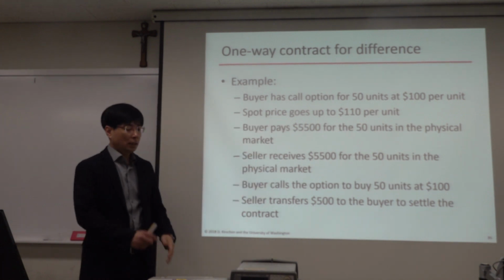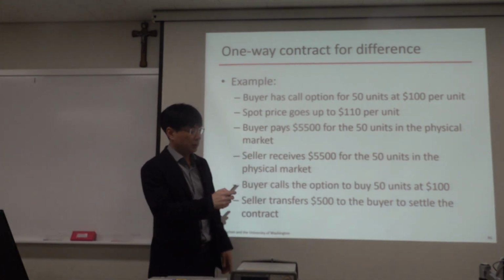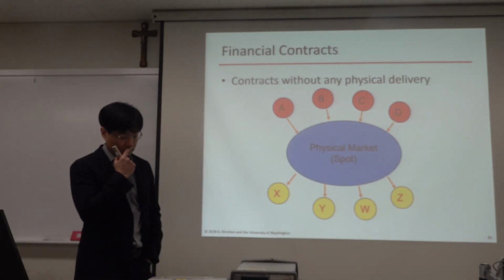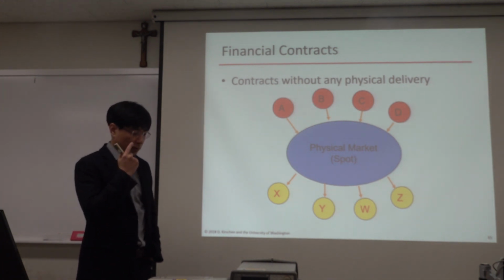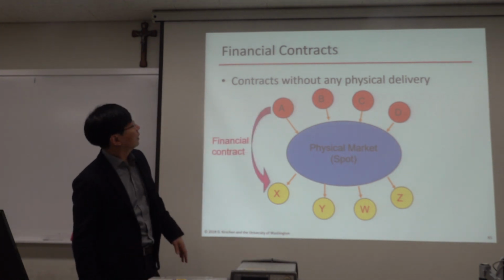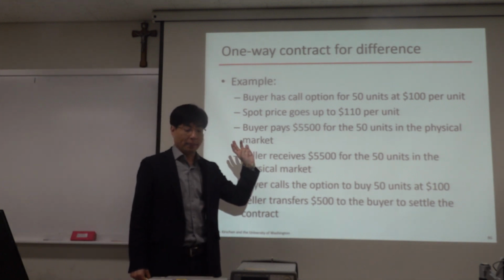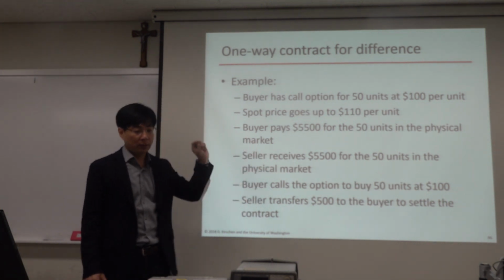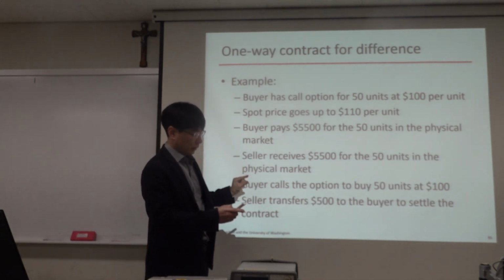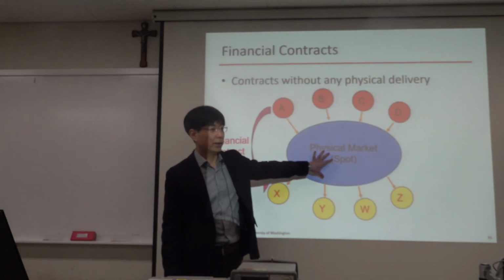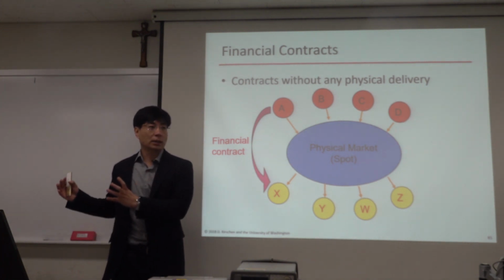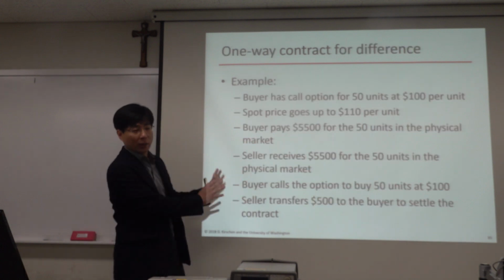What I want to say is, this financial contract, contract for difference, is slightly different from the previous option in the sense that they first need to make a transaction in the physical market, and after that they need to compensate it to make it work like an option. Anyway, this is an option.